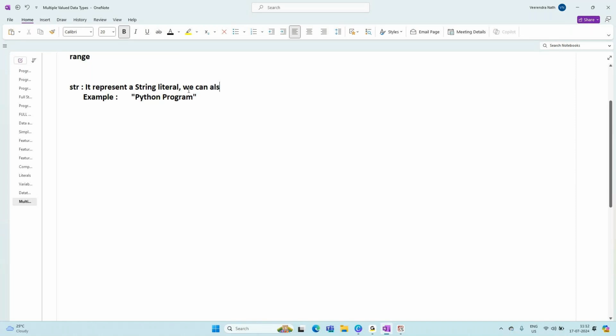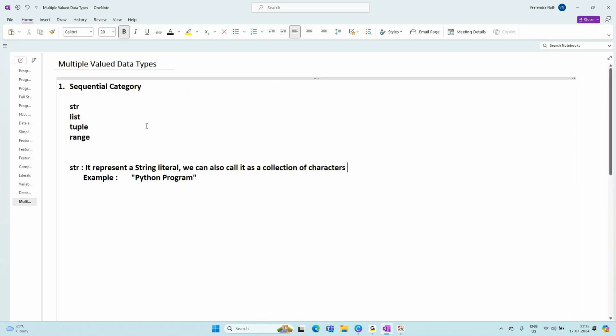We can also call it a collection of characters. Whenever you say collection, it is a group of things. So whatever you see in sequential is a collection. Whatever you see in binary, collection. Whatever you see in dictionary, collection. Whatever you see in set, collection. So all these are collections only. Hope everyone understood my point. Right? Okay.